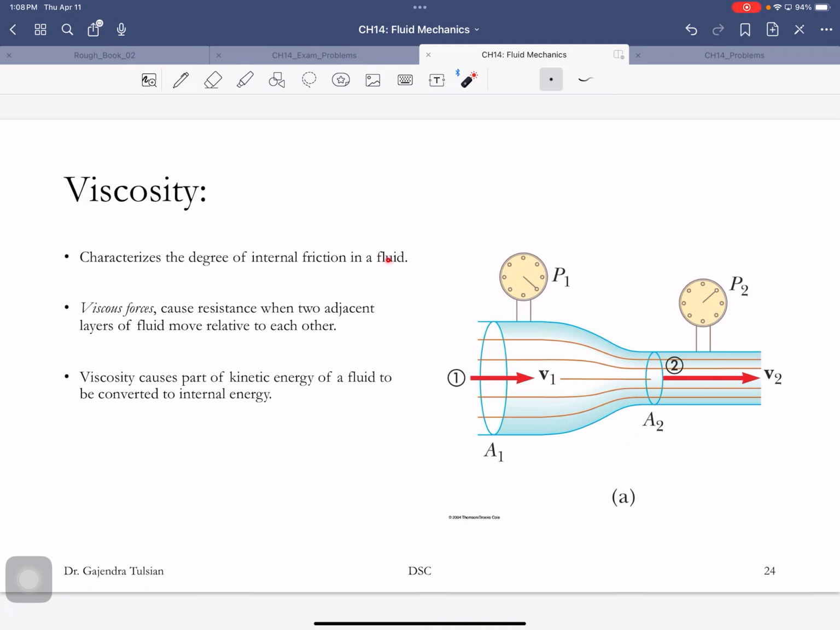Viscosity characterizes the degree of internal friction in the fluid. Viscous forces cause resistance when two adjacent layers of fluid move relative to each other. So if this layer is moving relative to this layer, viscosity will cause a friction between them. So viscosity causes kinetic energy to be converted into heat.